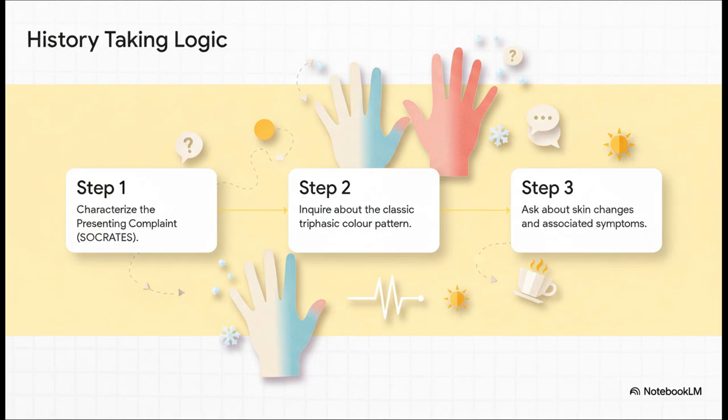First things first, characterize the complaint. Use something like SOCRATES to get all the details on the pain. Next, and this is key, you've got to ask specifically about that color pattern. And finally, you'll ask about other symptoms, things that might hint at complications or a secondary cause. Following these steps means you won't miss a thing.